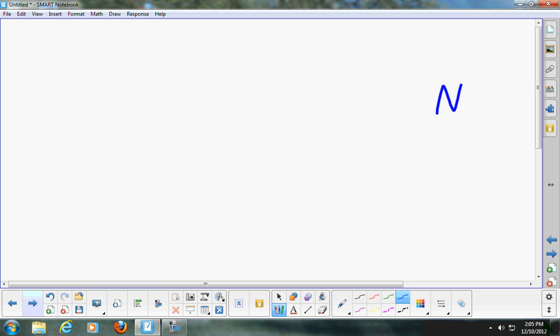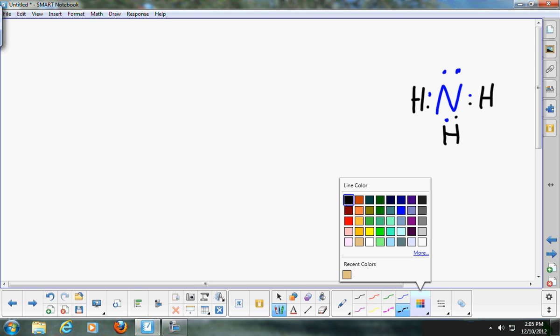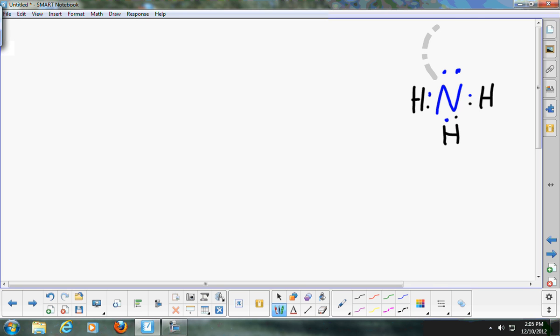Okay, how many electron dots are on nitrogen? 5. 2 in the S and 3 in the P. 2 in the S, 1, 2, 3 in the P. Hydrogen has 1. We call that a ghost, or an unshared pair of electrons.